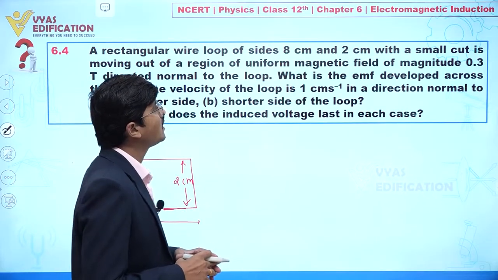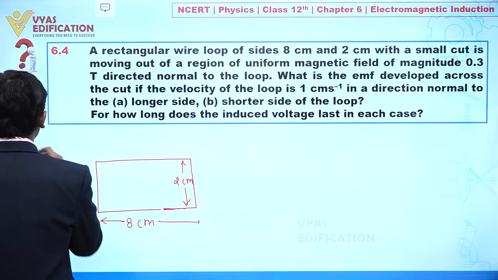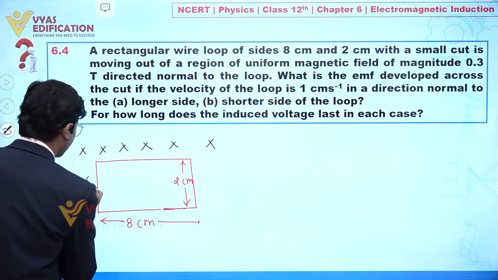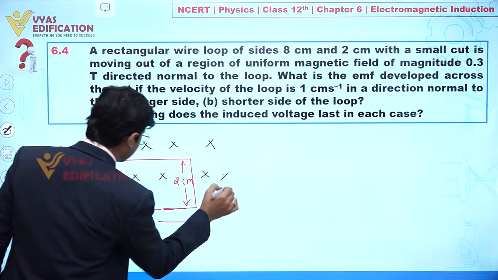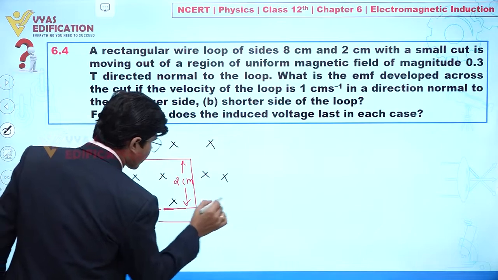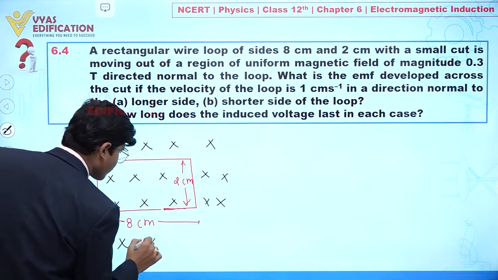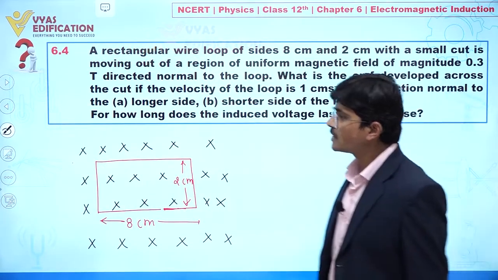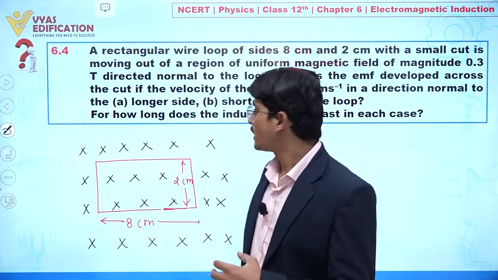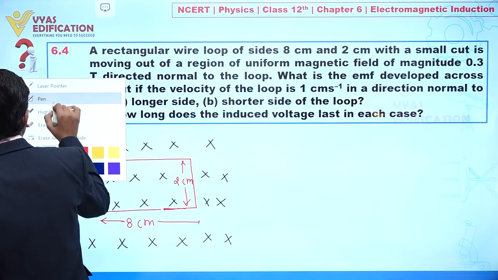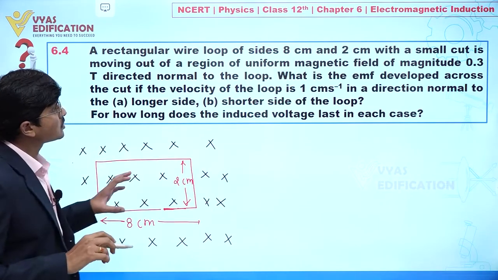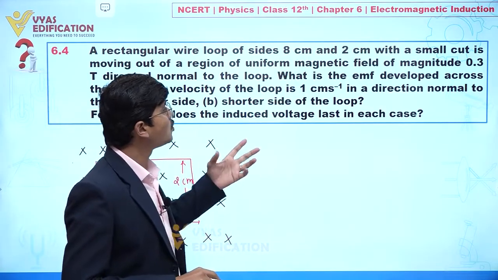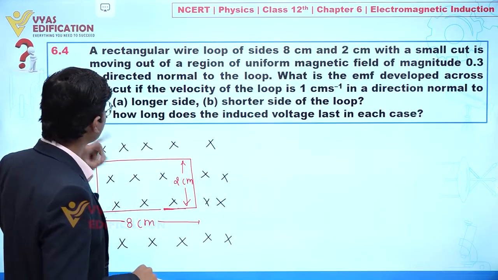Uniform magnetic field of magnitude 0.3 Tesla. Let's suppose I am assuming the magnetic field is in this direction. Listen carefully. You can assume this black one is a uniform magnetic field that is perpendicular, in the inward direction. Now the question asks: what is the EMF developed across the cut if the velocity of the loop is 1 centimeter per second in a direction normal to the longer side.